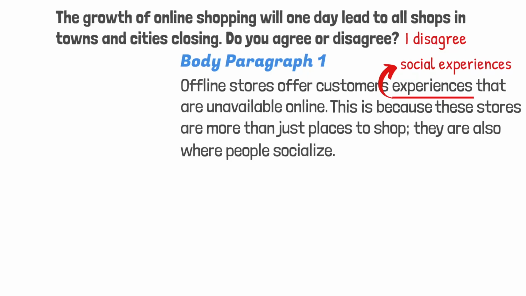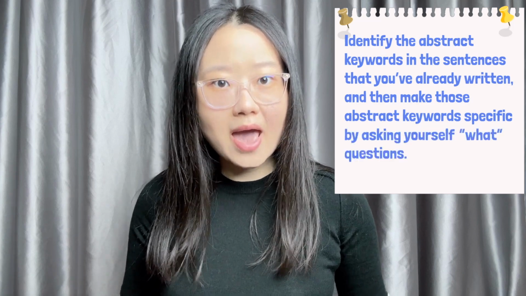Now, we really need a detailed example, otherwise this paragraph will be too short and abstract. Guys, I'm not saying it's easy to write a detailed example, but it's really not that hard. All you need to do is identify the abstract keywords in the sentences that you've already written, and then make those abstract keywords specific by asking yourself what questions.